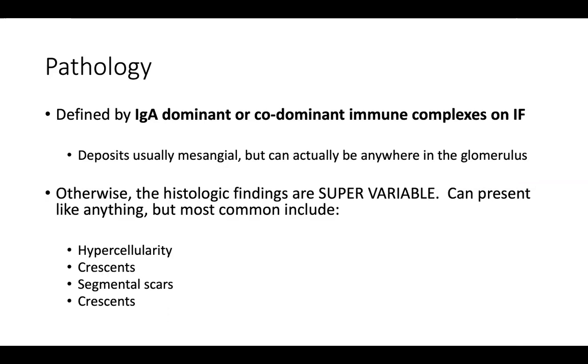Okay. Or co-dominant, so at least as bright as the brightest stain. Okay, so the deposits are usually in the mesangial area, but they can actually be anywhere in the glomerulus. And I already mentioned that.